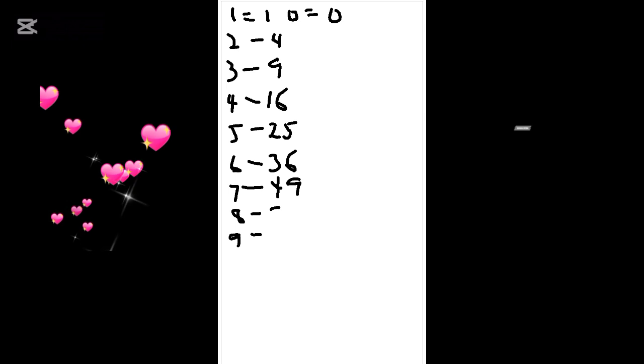Okay, beginning from 0, the square of 0 is 0. The square of 1 is 1. The square of 2 is 4. The square of 3 is 9. The square of 4 is 16. The square of 5 is 25. 6 is 36. 7 is 49. 8 is 64, and 9 is 81. Oh, sorry.